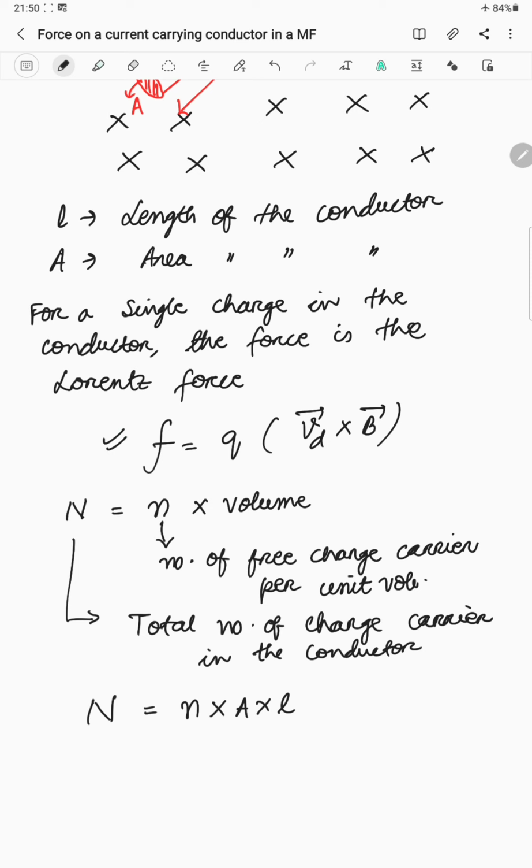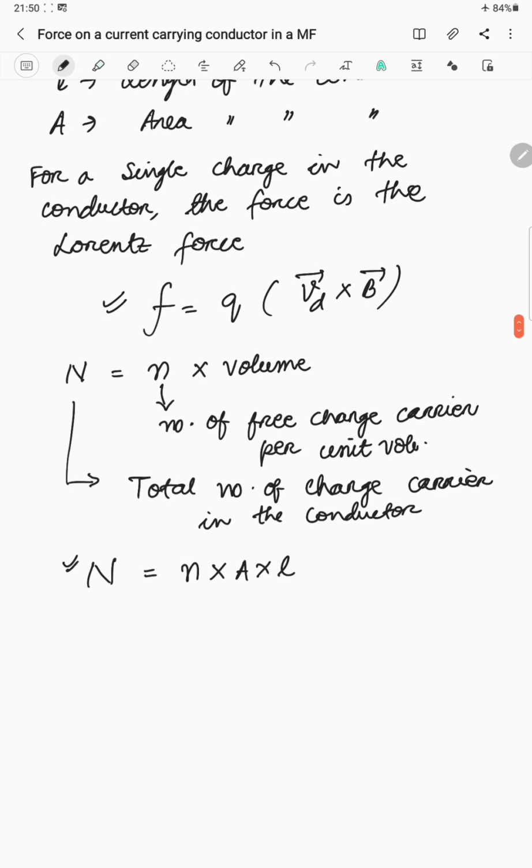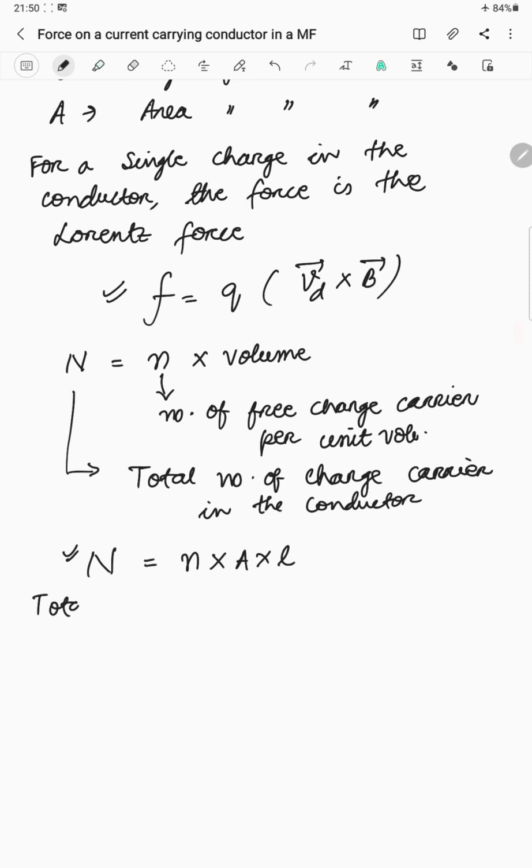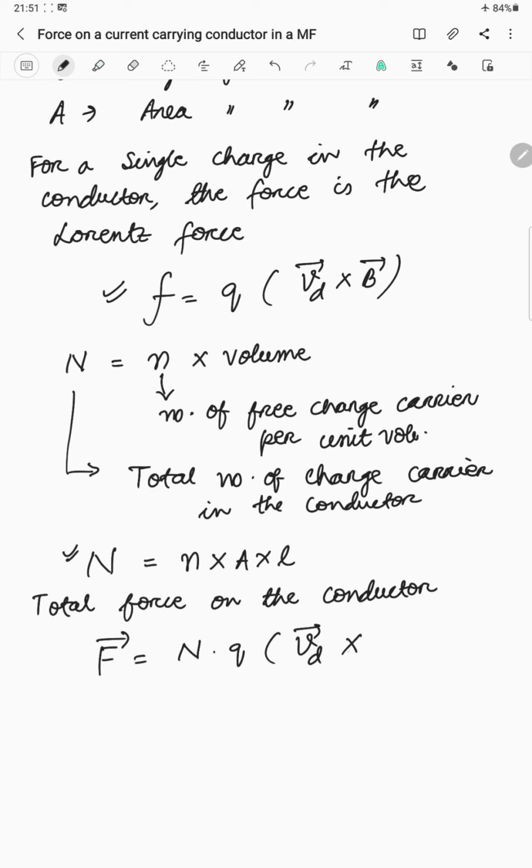Now this is the Lorentz force due to a single charge. But how many charges are there in the conductor? Capital N number of charges are there. Then what will be the total force on the conductor? It will be denoted by capital F. It is equal to capital N into q Vd vector cross B. Now what is capital N? N is nothing but small n A L, so F is n A L q Vd cross B.